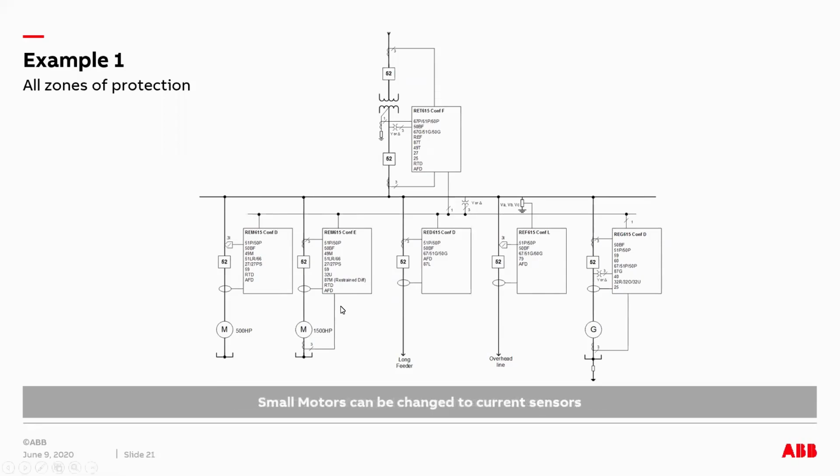Then we can think of changing the small motor to a current sensor. So here's a small motor feeder. We can change the CTs, replace that with a current sensor for a motor feeder, and then achieve the same motor protection which we had before. And in this case, the relay is going to be REM 615 configuration D.